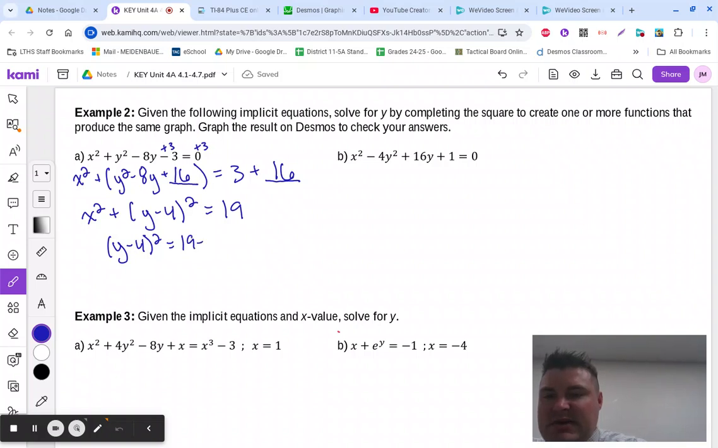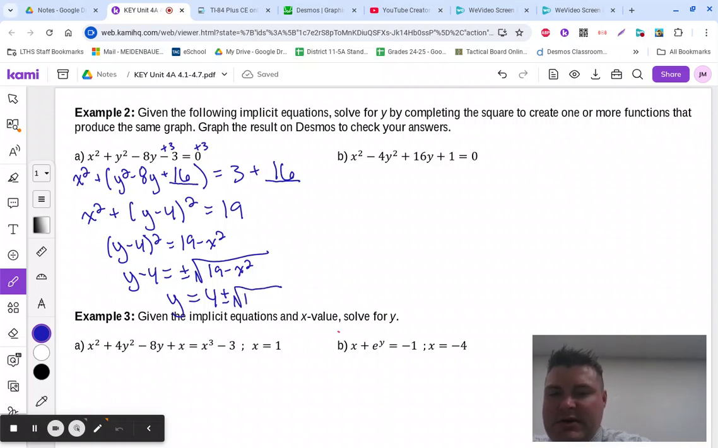So we're going to get 19 minus x squared. Square root both sides, and when we do that, we're going to get y minus 4 equals plus and minus square root of 19 minus x squared. And when we slide that 4 over, we're going to get 4 plus or minus square root of 19 minus x squared. And there you go. All done.